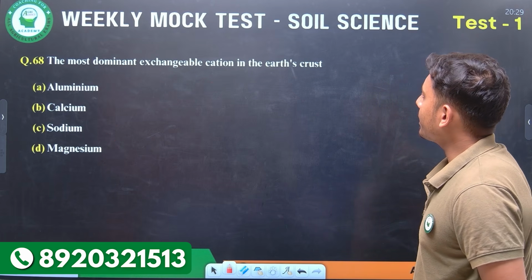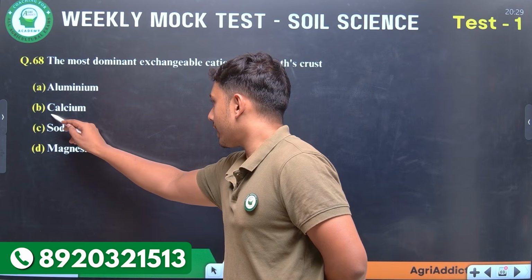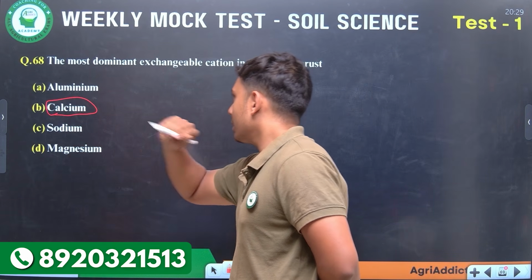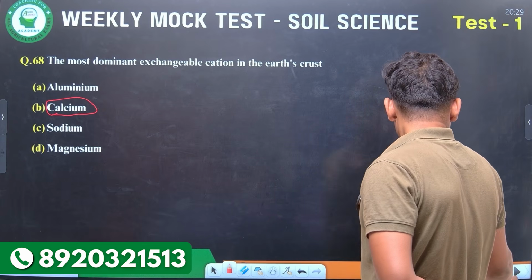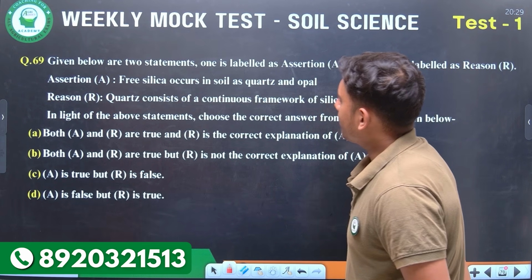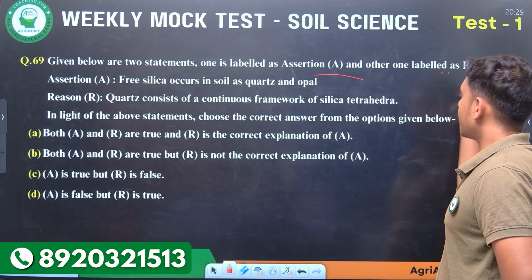Now comes the most dominant exchangeable cation in the earth crust. We know it is a direct question: that is calcium. It is the most dominant exchangeable cation in the earth crust. The next question is given below, true statements. So it is statement based, one level assertion and reasoning type.